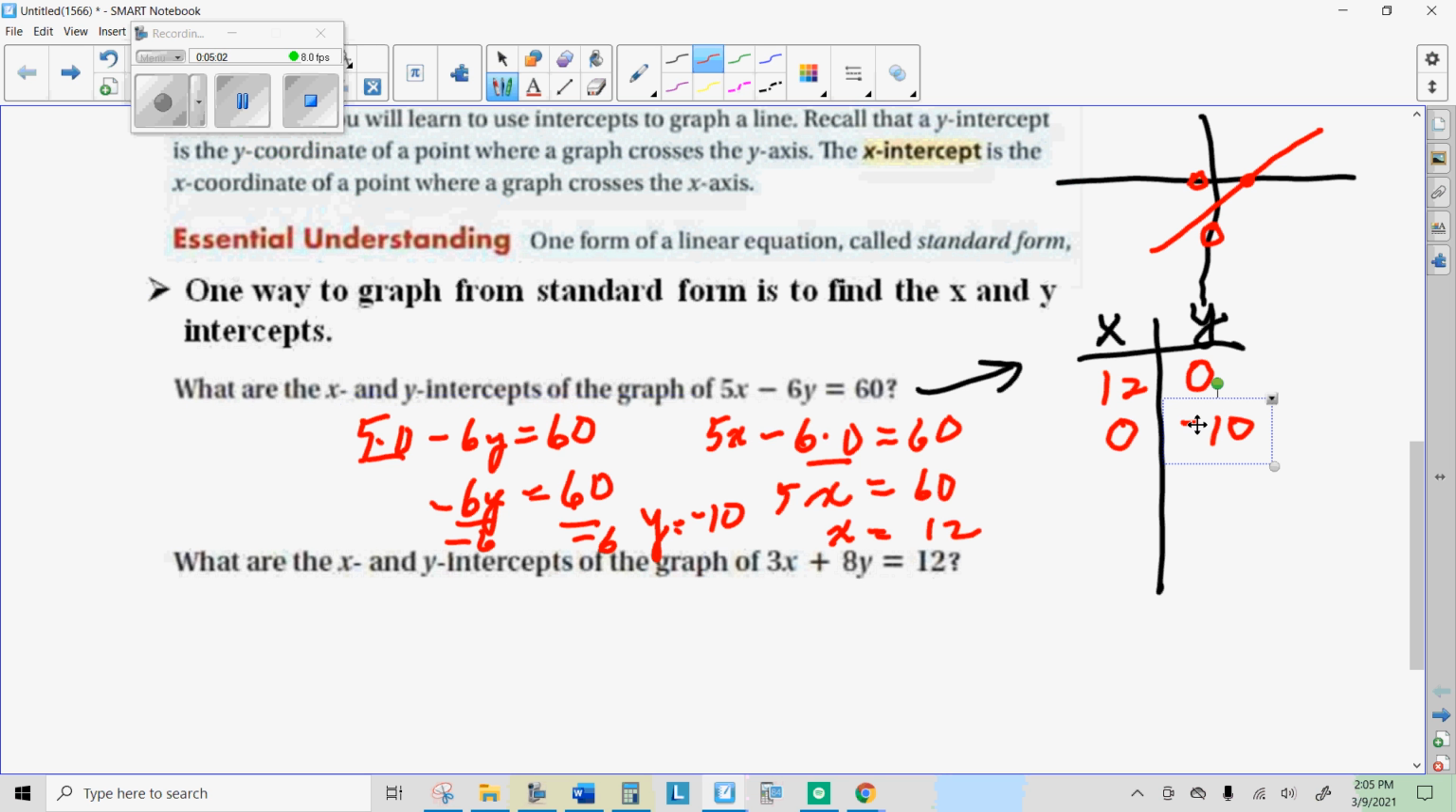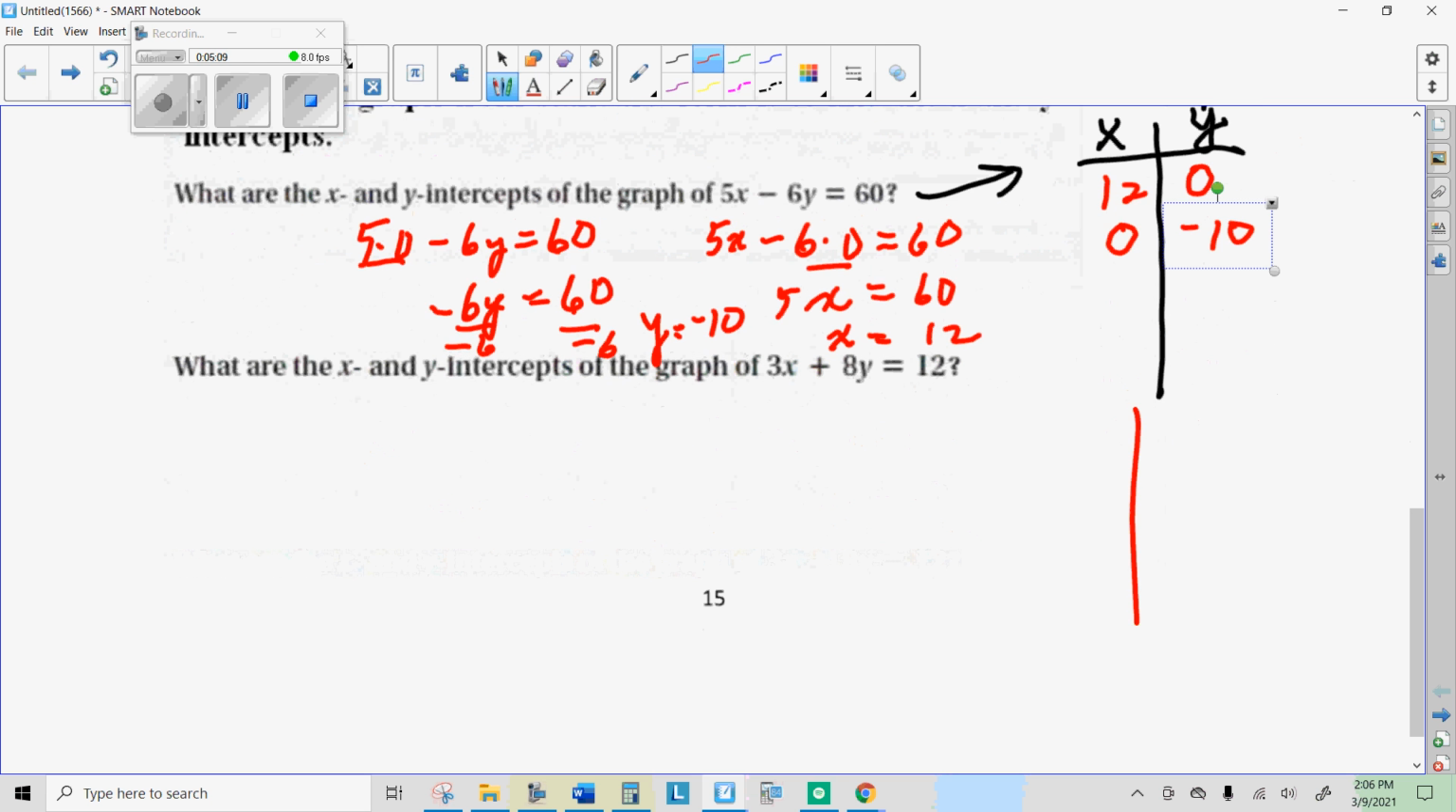Now if I wanted to graph that, I have 2 points. That's all I need to make a line. All right, why don't you try and find the x and the y-intercepts for this next equation right here. To find the y-intercept, you're going to let x equal 0. To find the x-intercept, you're going to let y equal 0. Give it a shot.